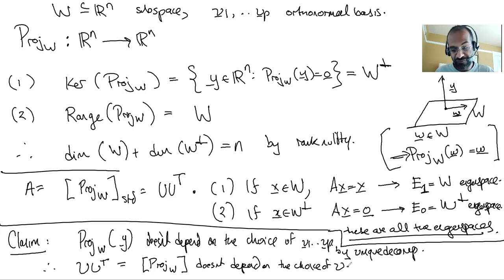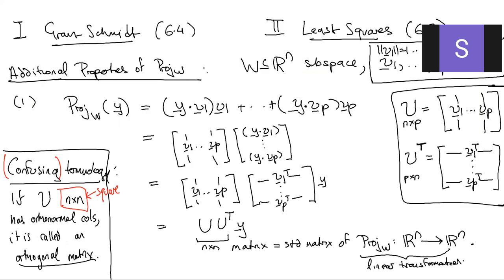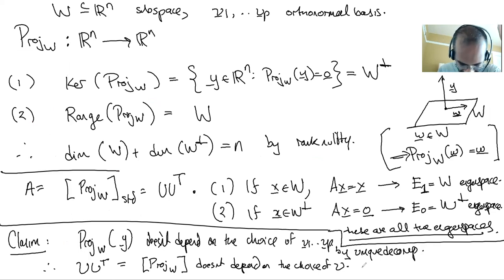So this is a cool fact. It's not supposed to be obvious. And the proof of it really follows from these two properties that we established last time, the best approximation or the unique decomposition property, because those don't depend on the choice of basis and they uniquely determine y hat. Because when we look at the matrix U, the columns are the basis that we chose, right? Absolutely, yeah. So this is the beauty, right? That U obviously depends on itself, but UU transpose doesn't. Okay. When you multiply by the transpose, you always get back the same thing. Okay, thank you. It is surprising. You should be surprised.